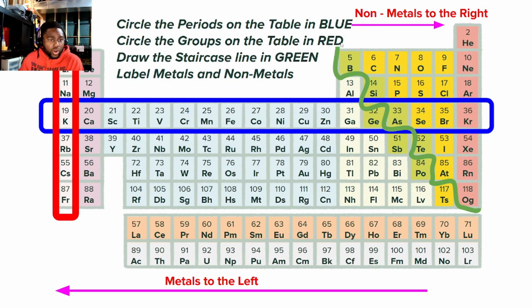And then we have our green line, which is the staircase. So along this staircase, we have our metalloids, which are some of these elements that have properties of metals and nonmetals. So we'll get a little bit more into that later. But typically, our metals are to the left of that staircase, and then our nonmetals are to the right of that staircase.